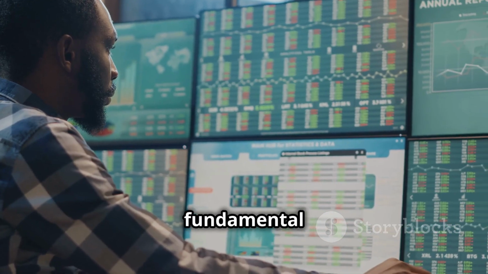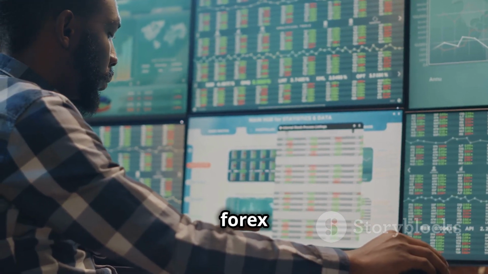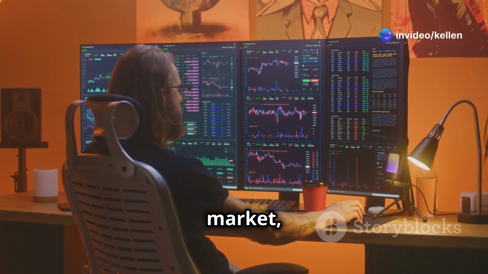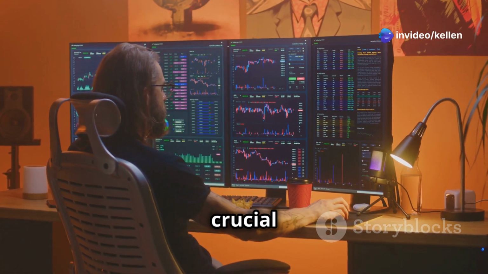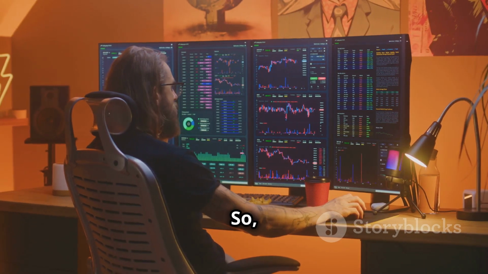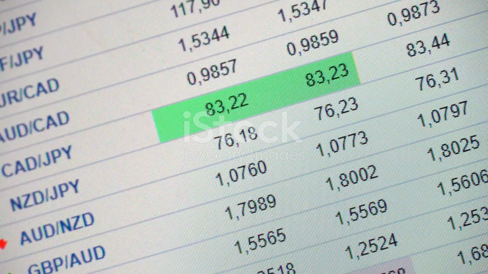Today, we're tackling a fundamental concept: major Forex pairs. These pairs are the heart and soul of the Forex market, and understanding them is crucial for any aspiring trader. So, let's get started.